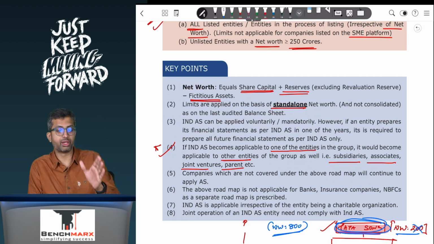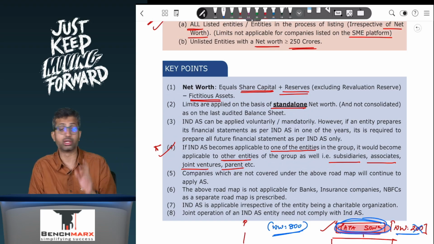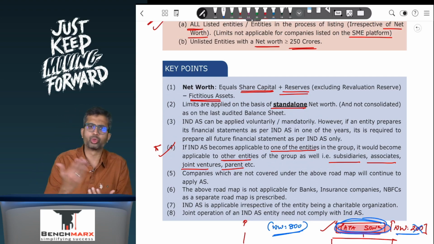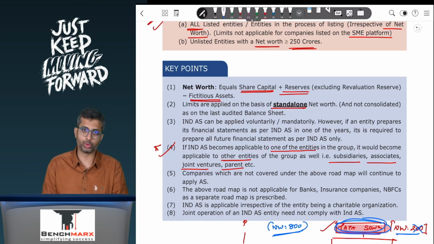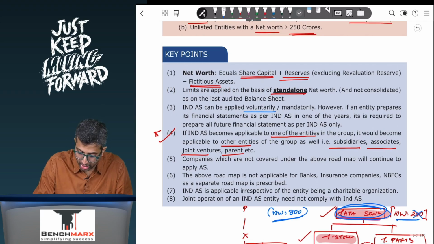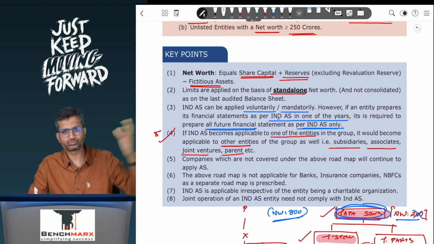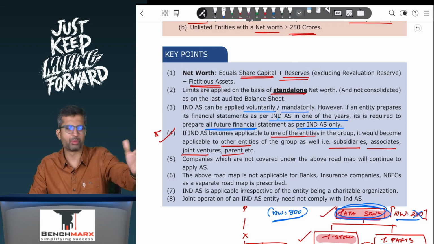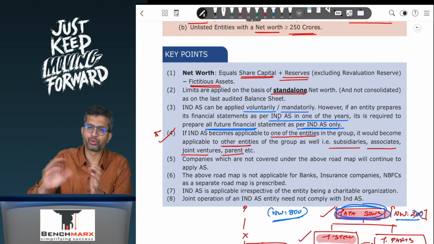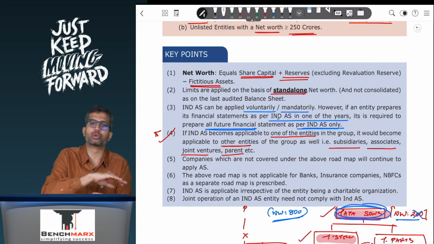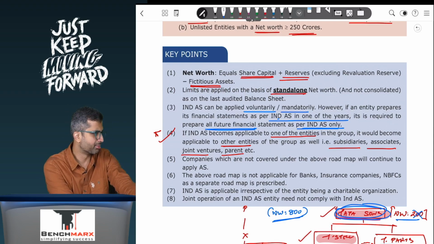Sir, when can I go out? Well, for example, I was earlier listed, then I decided to get delisted. I will still have to follow Ind AS. Earlier, my net worth was more than 250 crores. I am suffering a lot of losses. My net worth falls below 250 crores. I will still have to follow Ind AS. So, over here, Ind AS can be applied voluntarily or mandatorily. However, if the entity prepares its financial statements as per Ind AS in one of the years, then it is required to prepare all future financial statements as per Ind AS only. I mean, if you remember, when students were given a choice to move from the old course to the new course, if they moved, there was no looking back. They can't go back to the old course. So over here, it is something like that.